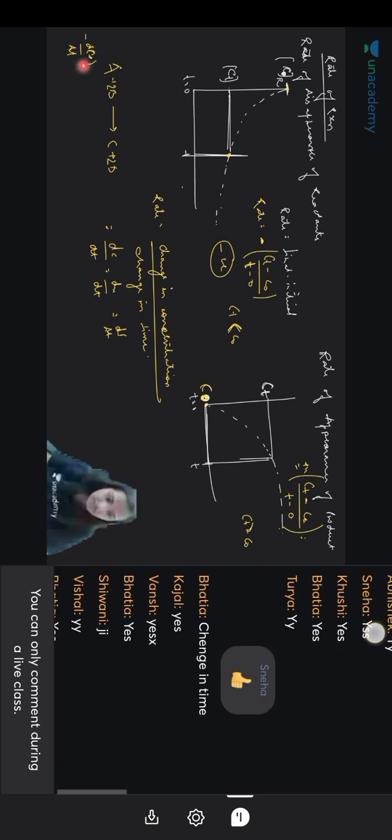Let's say A plus 2B gives you C plus 2D. So what will you do here? This will be expressed by minus dA by dt is equal to minus 1 by 2 dB by dt is equal to positive 1 by 1 dC by dt is equal to positive 1 by 2 dD by dt, right? This is our rate law expression. Its derivation also we have discussed, right?